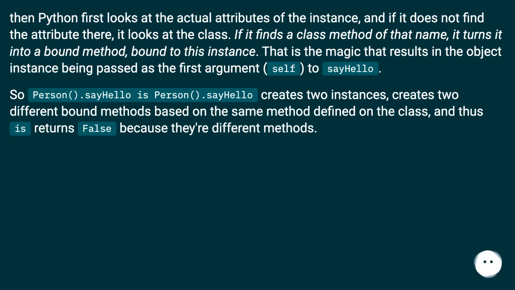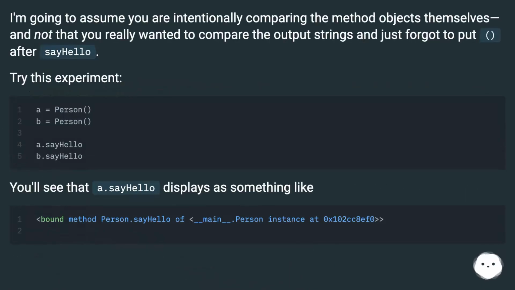So person.sayHello is person.sayHello creates two different bound methods based on the same method defined on the class, and thus is returns false because they're different methods. I'm going to assume you are intentionally comparing the method objects themselves, and not that you really wanted to compare the output strings, and just forgot to put parentheses after sayHello.